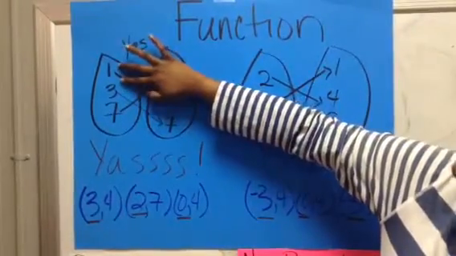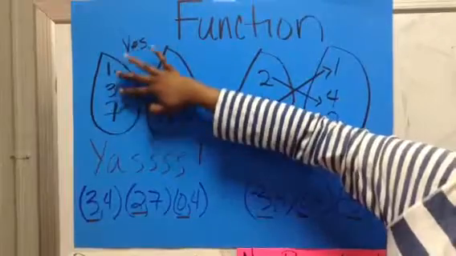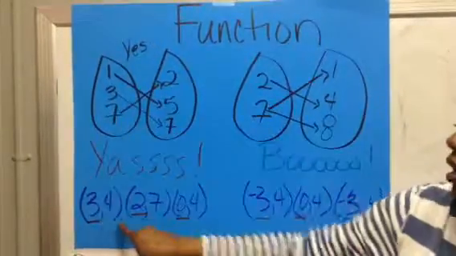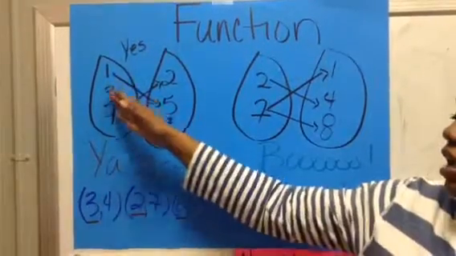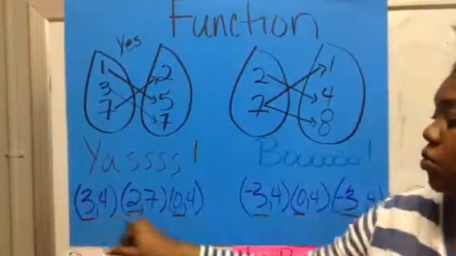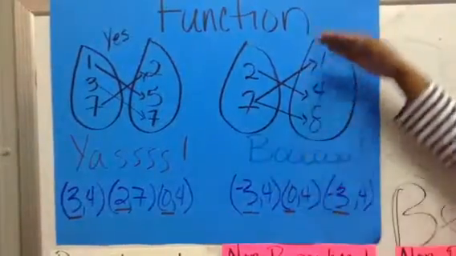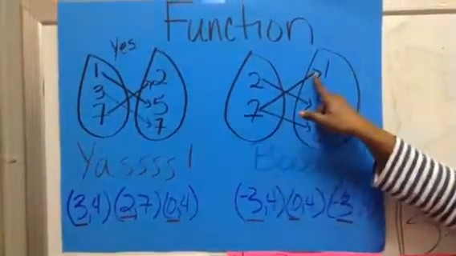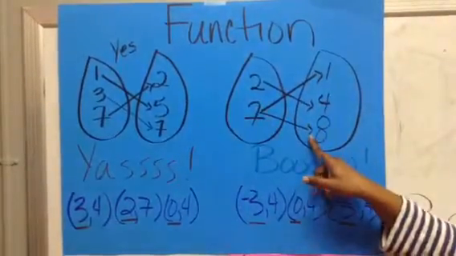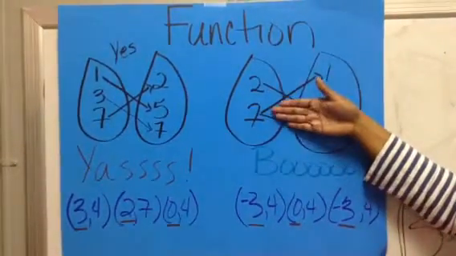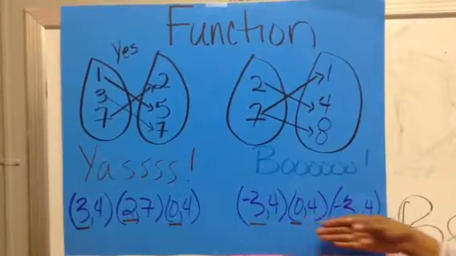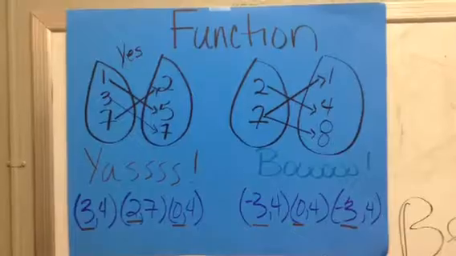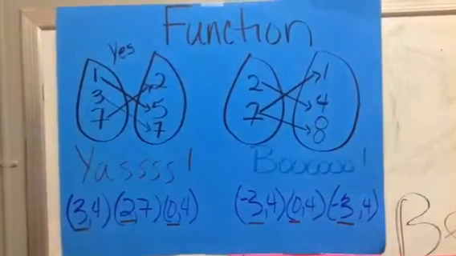Make sure that there's no 2 lines coming out of one x value, one domain. We cannot have any numbers repeating in the x value. On this side, only 1 line, only 1 number. On this side, we have 2 lines coming out of 7. That means that ordered pair is 7, 1 and 7, 8. So 7 is repeating in the domain and -3 is repeating in the ordered pair. Those are our functions. Remember, we do not care about the y values, okay?